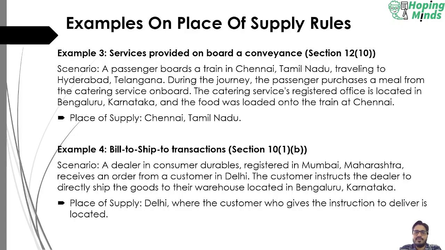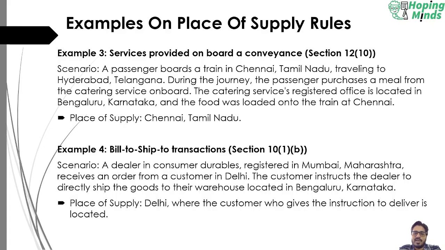Next we have service provided on board a conveyance. A passenger boards a train in Chennai, Tamil Nadu traveling to Hyderabad, Telangana. During the journey, the passenger purchases a meal from catering services on board. The catering service's registered office is located in Bangalore, and the food was loaded on the train at Chennai. So the place of supply will be Chennai, Tamil Nadu.